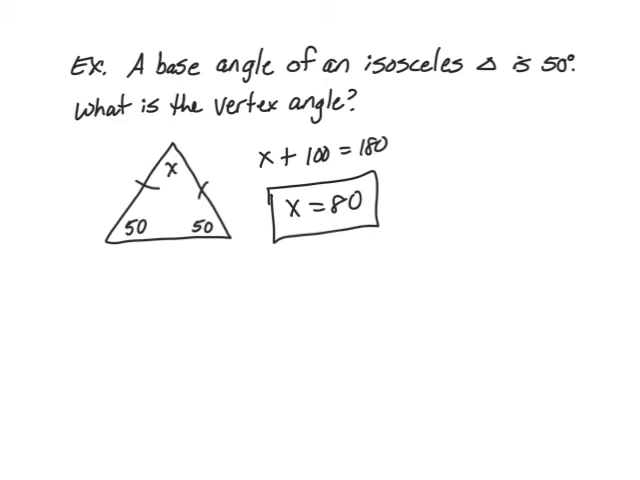So whenever you have an isosceles triangle problem, all you need to know is one of the angles, and you can find the other two. If you're given the vertex angle, then both of these would be x. Or if you're given a base angle, you have the other base angle because they're the same, and then the vertex is x.